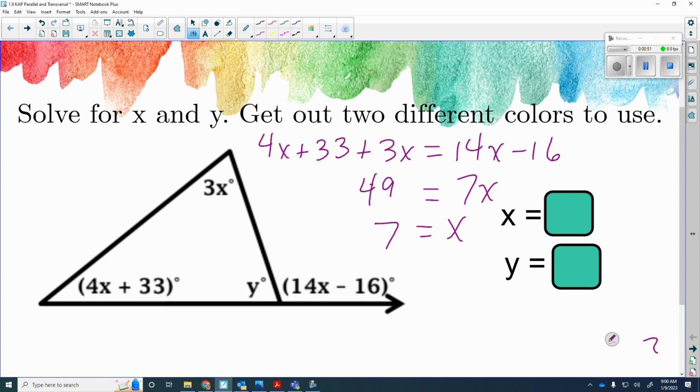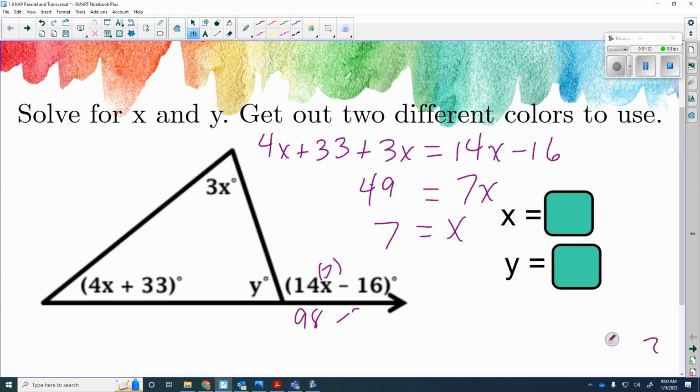Okay, now what do you need to do to solve for y? Let's plug it in right here. So 14 times 7, which I'll get 98, and then 98 minus 16 is 82. So that one's 82 degrees.